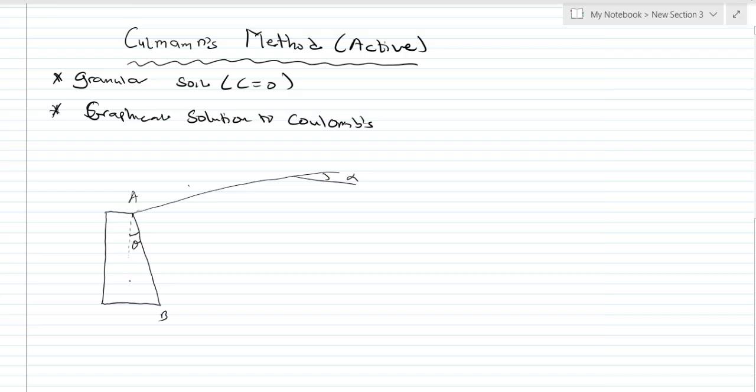The active pressure will be acting in this direction. It will make an angle with the normal, so it will generate a normal force and a tangential force. Now note that this active pressure PA, this lateral force PA, is going to be generated at an angle of delta, right?